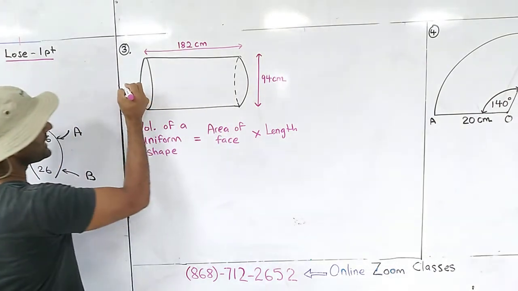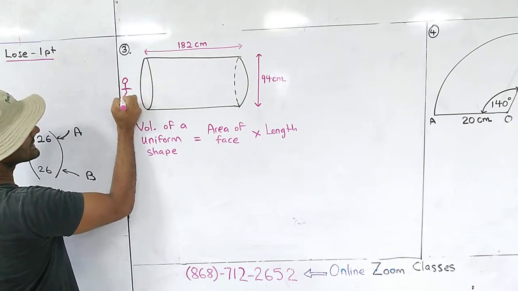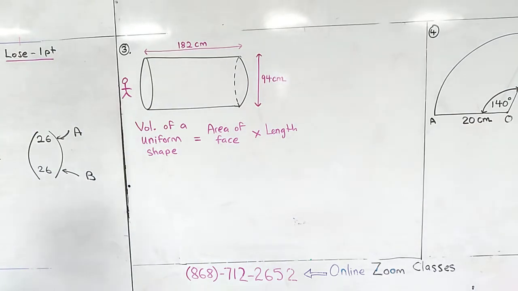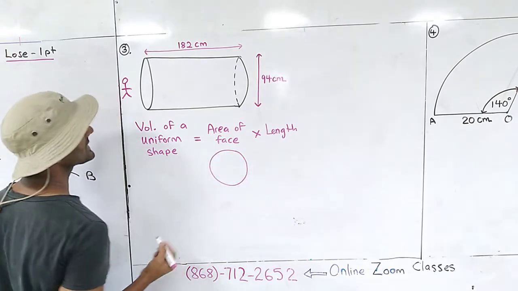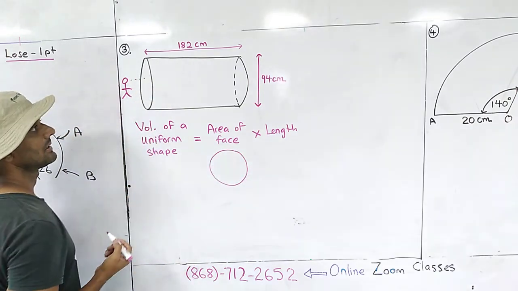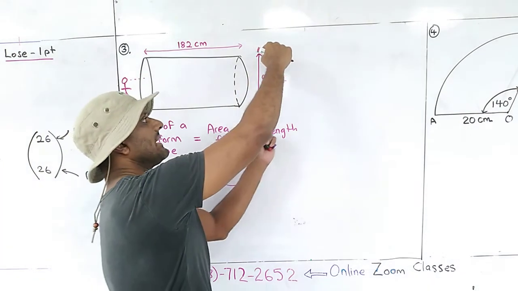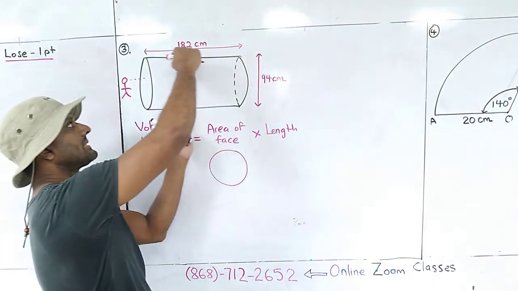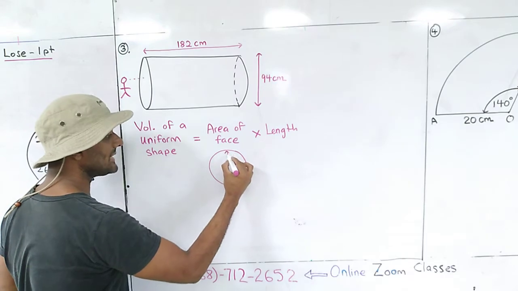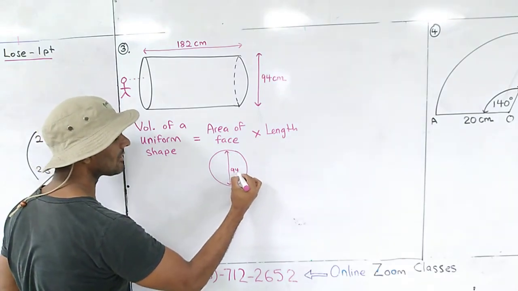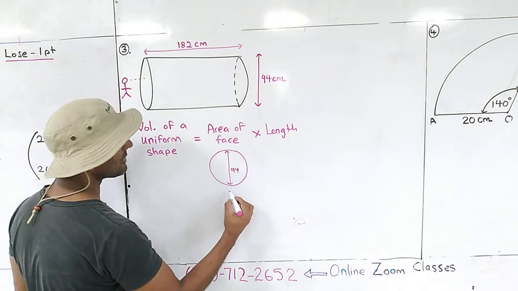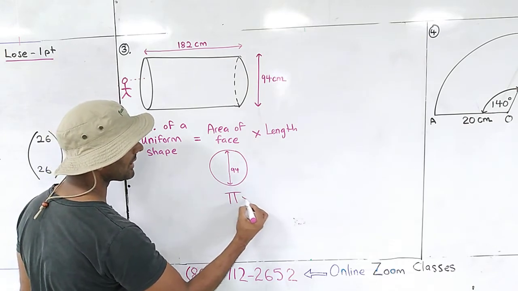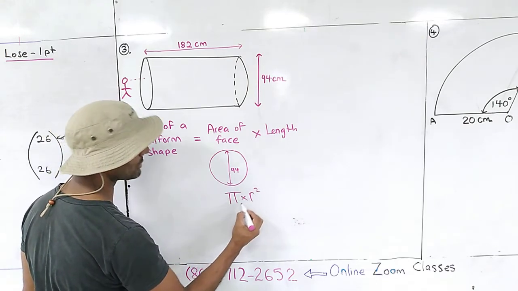So let's look at the face here. Pretend you have somebody standing on this side of the barrel, and he's looking at the face. From the front view, he will see a perfect circle because he's looking this way. From here to here is 94, so that means the diameter of the circle is 94 centimeters. To find the area of a circle is pi multiplied by the radius squared.